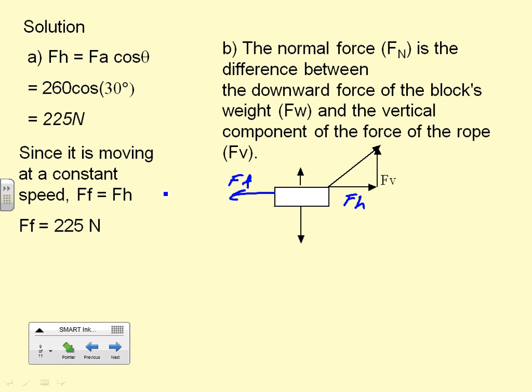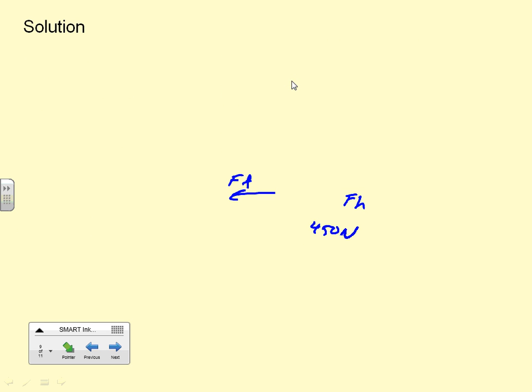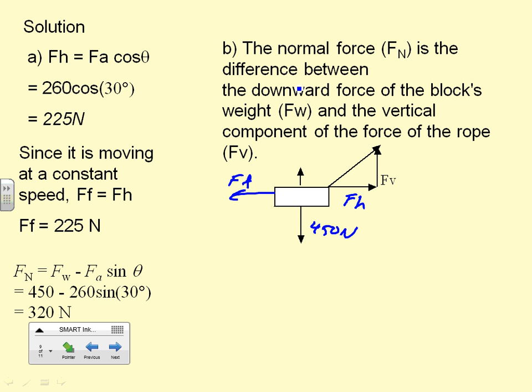Now the second part is the normal force, Fn, is the difference between the downward force of the block's weight, the Fw, and the vertical component of the force of the rope, the Fv. In other words, how much does Fv reduce that weight force? 450 newtons. And that's what I've got down here.